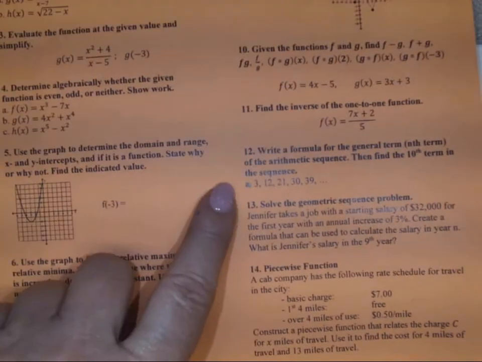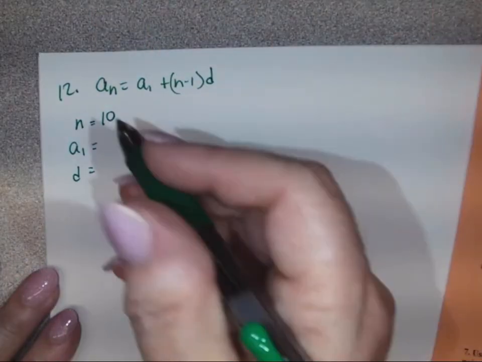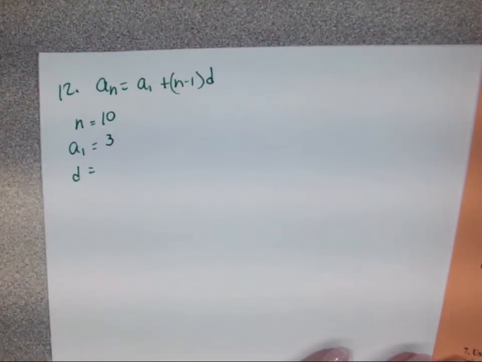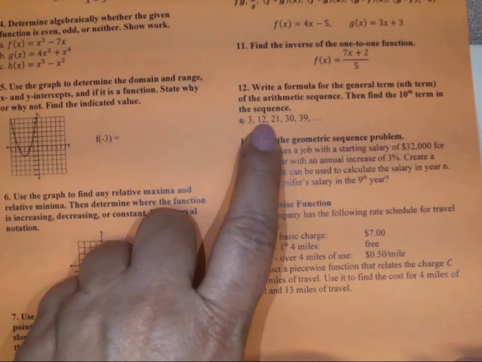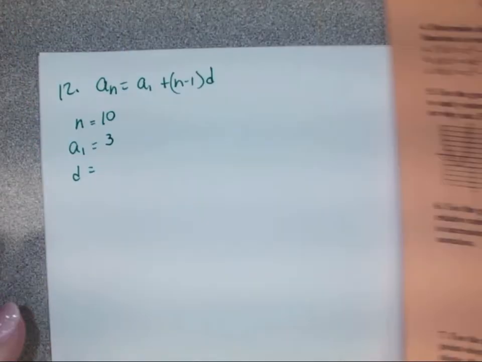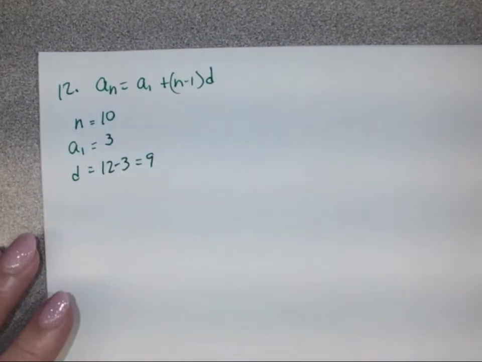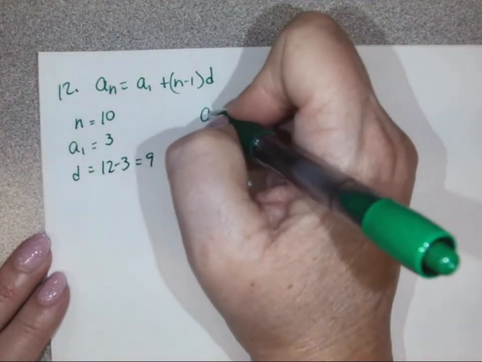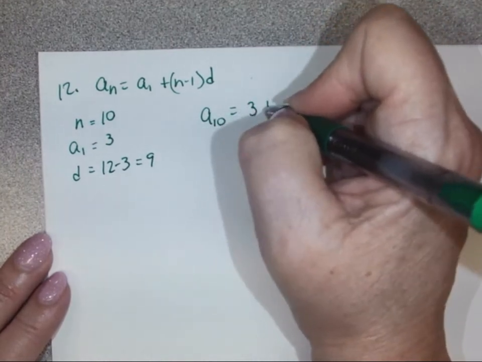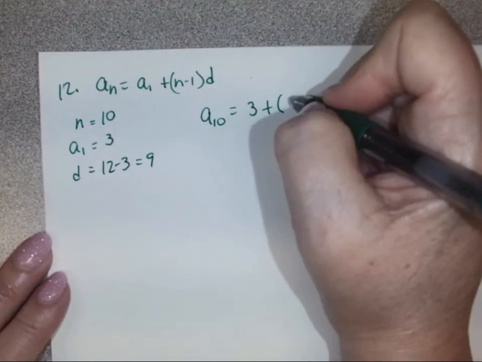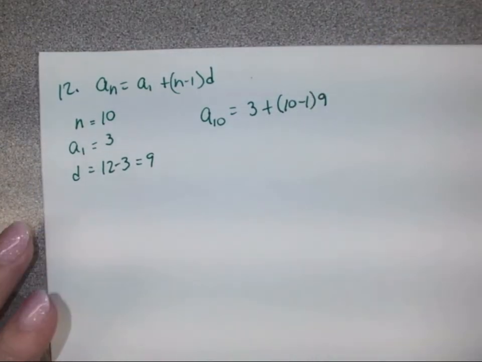Our a sub 1 is the very first term in the sequence, so that's going to be 3. And our d, we have to find that. Remember, it's going to be the second term minus the first term. So it will be 12 minus 3, which equals 9. So we'll find a sub 10 is equal to 3 plus n is 10 minus 1 times our d, which is 9.